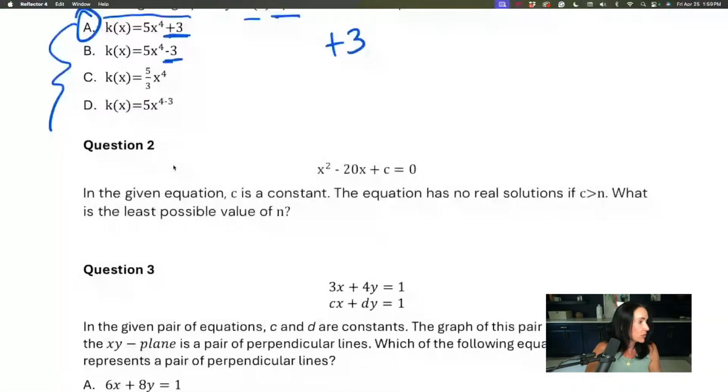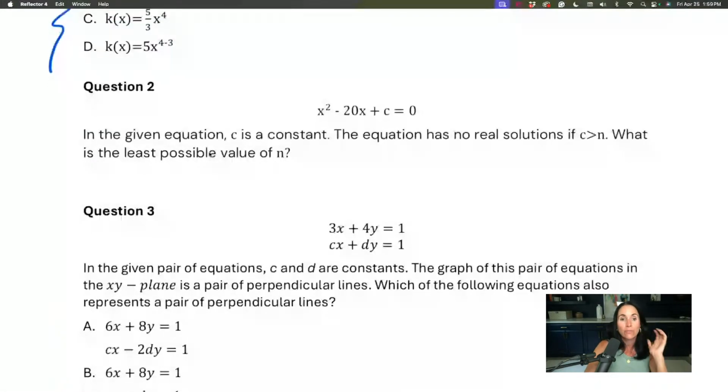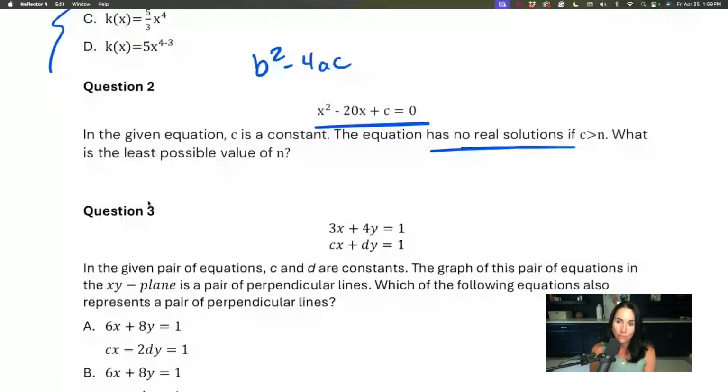All right, let's have a look at question number 2. Now, this one, I've seen a few of these. Whenever we see a quadratic and something that says has no real solutions, that should signal to us to find the discriminant. The way we find the discriminant is b squared minus 4ac. Just try to remember that. Those of you who are really great math students would know this right away, but try to get some signal words here: no real solutions.